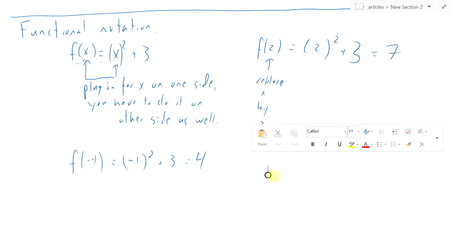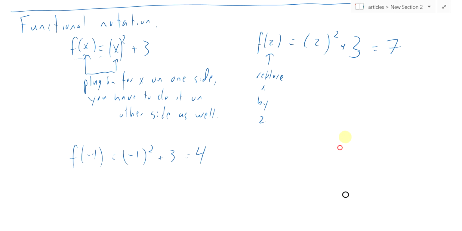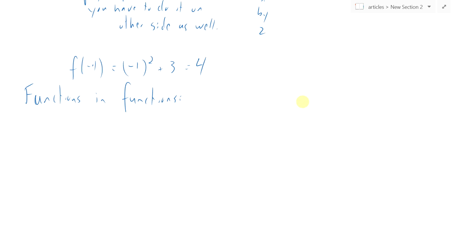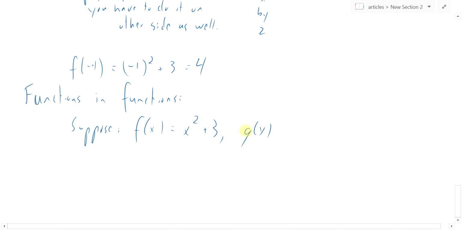Okay, so we can also do this replacement thing with other functions, actually. So suppose f of x is one function. In this case, we'll just stick with the x squared plus 3. And we have a different function. And we have to use a different letter than f, so we'll call it g of x. And that's 2x minus 1.